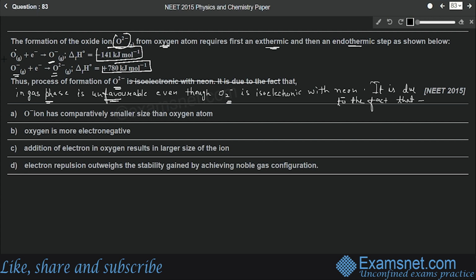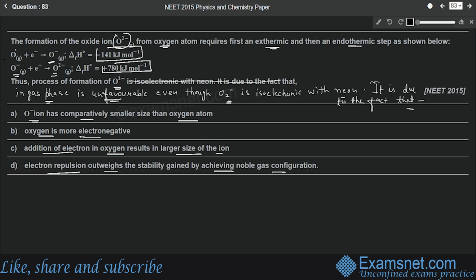It is due to the fact that option A, O- ion has comparatively smaller size than oxygen atom. Option B, oxygen is more electronegative. Option C, addition of electron in oxygen results in larger size of the ion. And option D, electron repulsion outweighs the stability gained by achieving noble gas configuration.